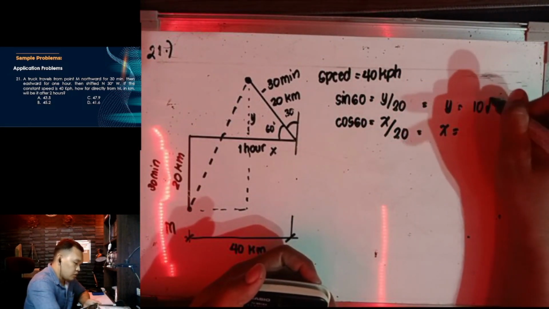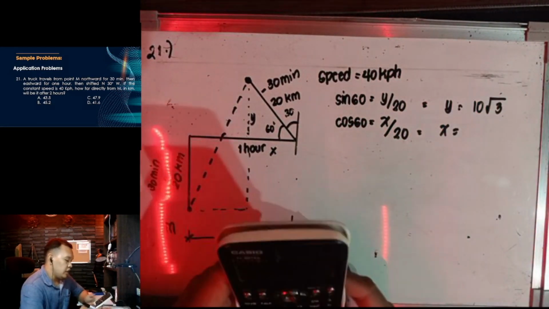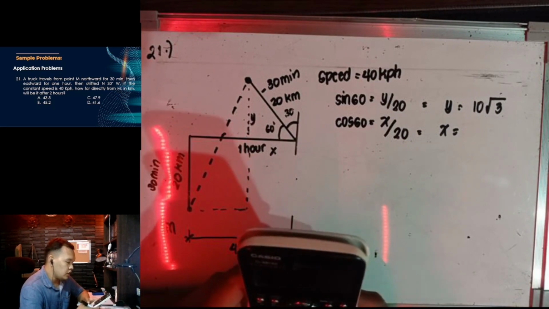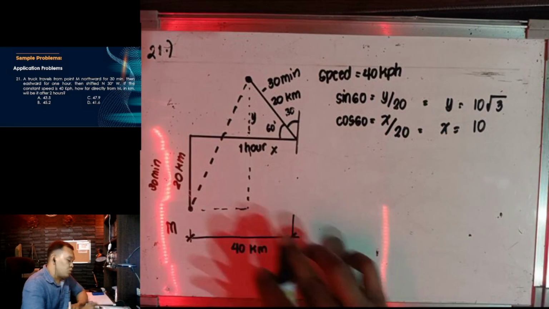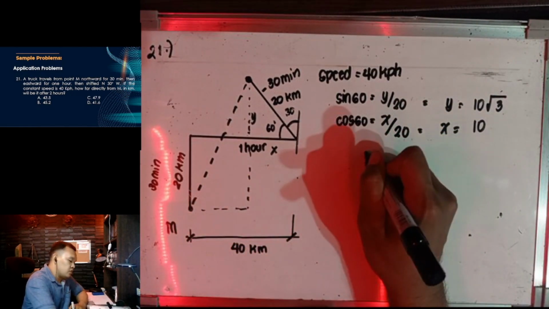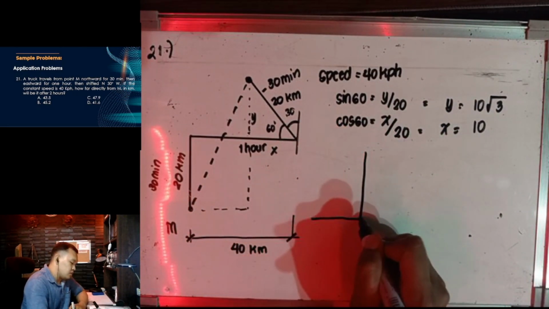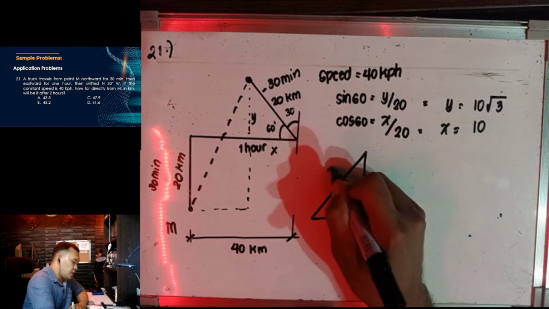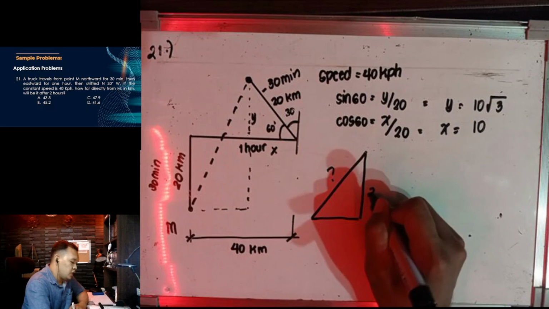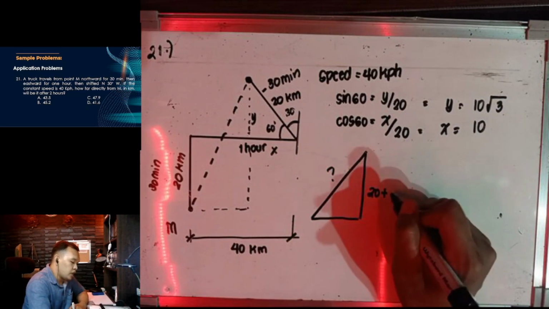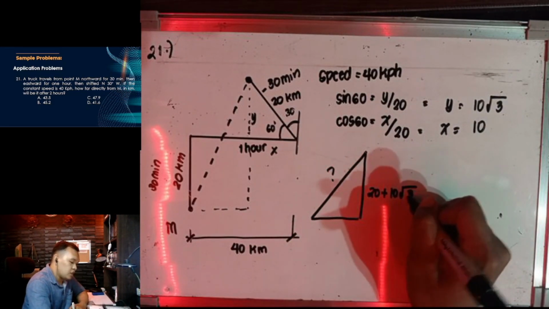10 the square root of 3. Then, for 20 cosine 60 is equivalent to 10. Okay, so if we check our triangle, I have this. Right? This is the distance we are asked to find. So, I have here 20 plus y, which is 10 the square root of 3.